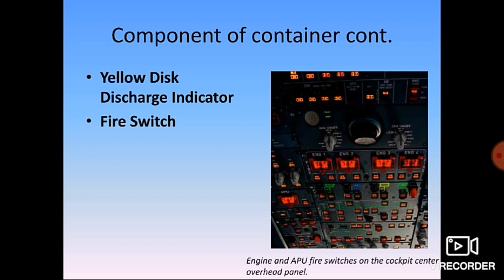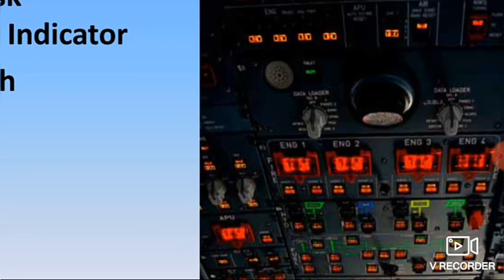The next one is the fire switch. The engine and APU fire switches are typically installed on the center overhead panel or center console in the flight deck, as you can see in the image. When an engine fire switch is activated, the following happens. The engine is stopped because the fuel control shuts off. The engine is isolated from the aircraft systems and the fire extinguisher system is activated.